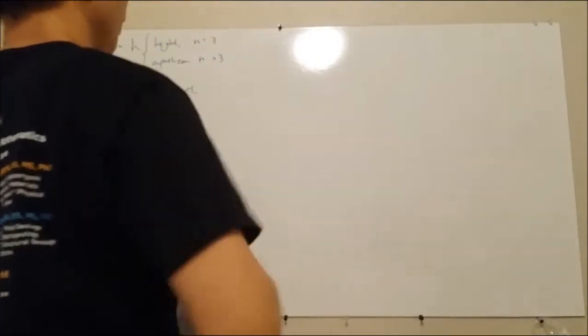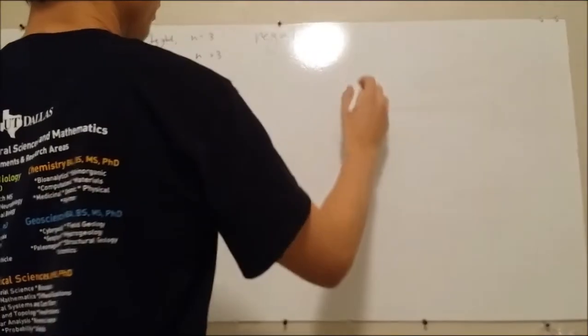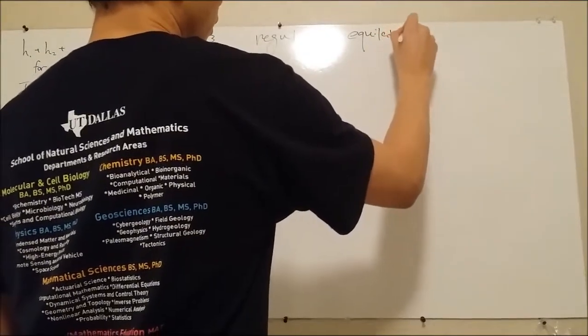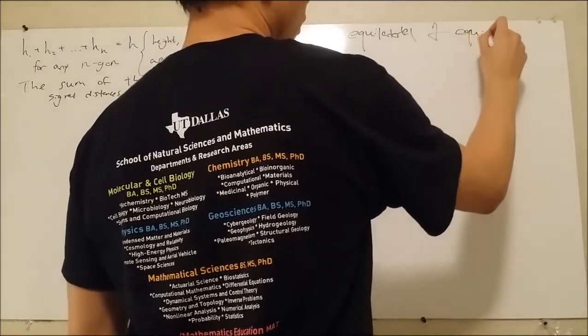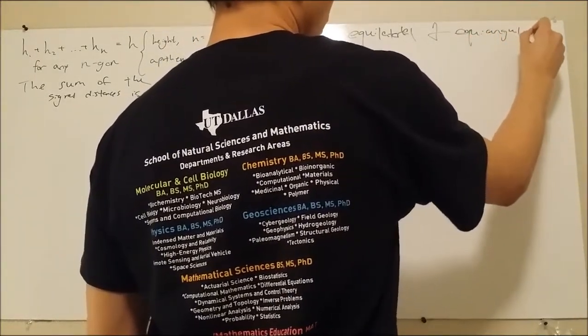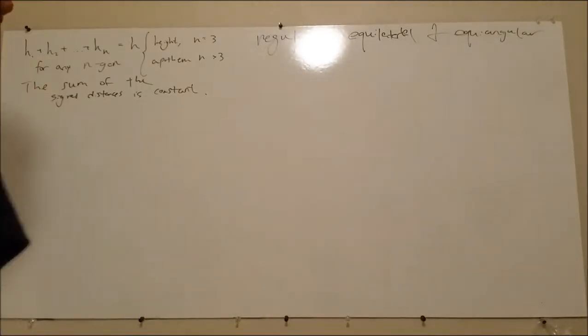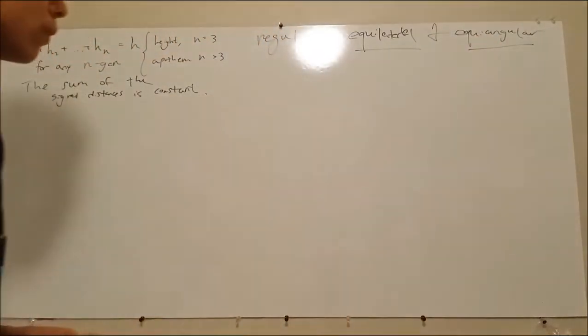Okay, so let me write that. Regular is basically equilateral and equiangular. Okay, so we talked about these polygons. Okay. But we haven't talked about these polygons. Okay.